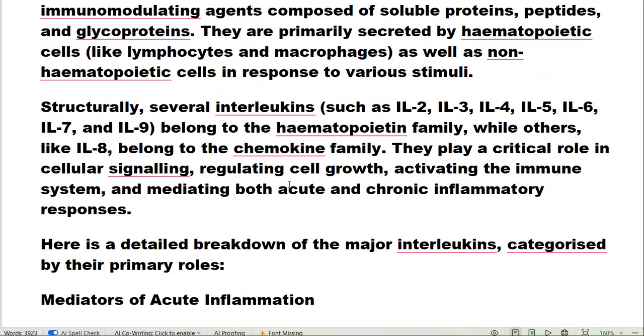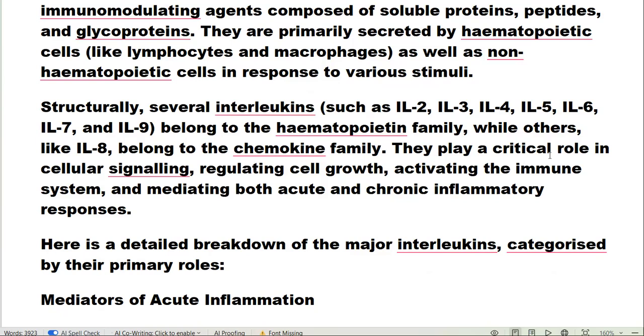Structurally, several interleukins such as IL-2, IL-3, IL-4, IL-5, IL-6, IL-7, and IL-9 belong to the hematopoietin family, while others like IL-8 belong to the chemokine family.